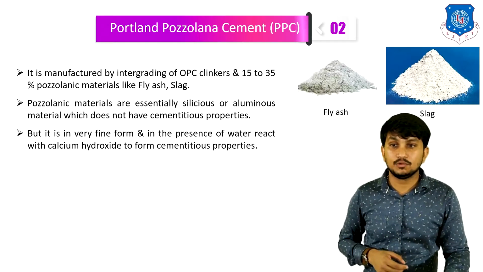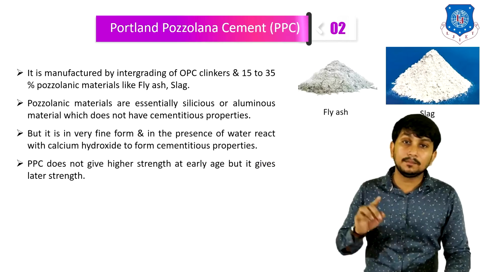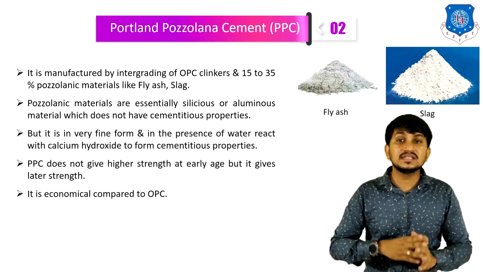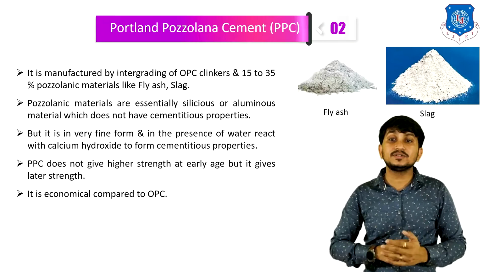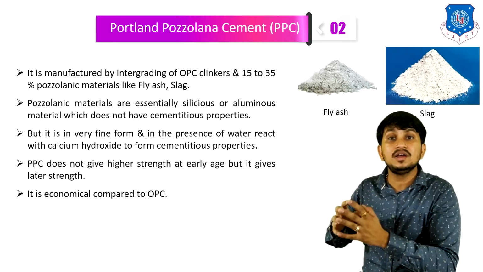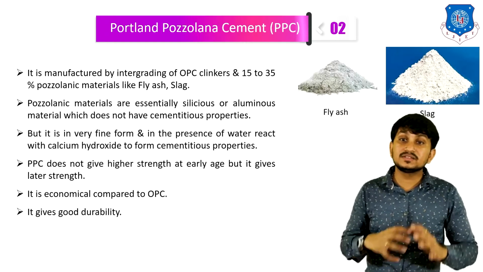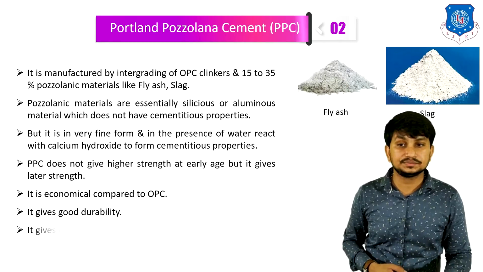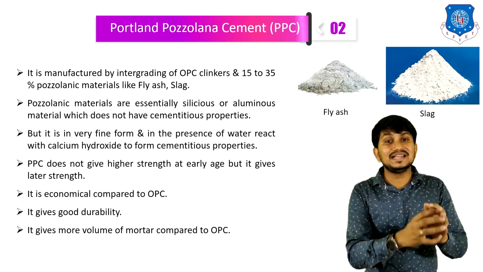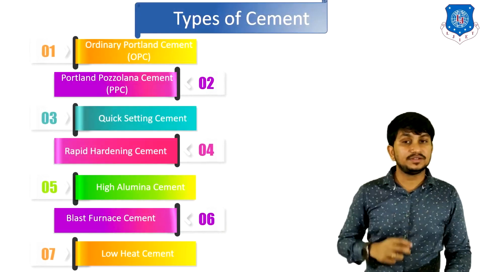to form cementitious properties. Okay, PPC does not give high strength at early age compared to the OPC, but it gives later age strength. Okay, it is economical compared to OPC because we have added 15 to 35% of this pozzolanic material like fly ash and slag. These are the recyclable material having lesser cost compared to the cement clinkers. Okay, it gives good durability compared to OPC. Okay, so it is very long lasting compared to ordinary Portland cement. Okay, it gives more volume of mortar compared to OPC because having lesser size of particles of fly ash and slag. Okay, that's all about Portland pozzolana cement PPC.